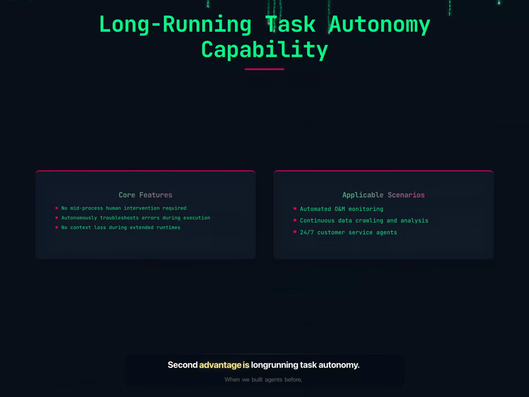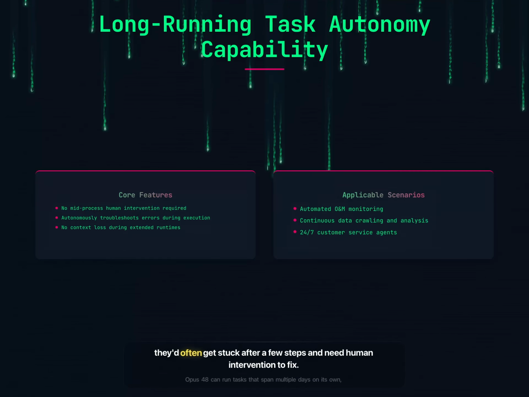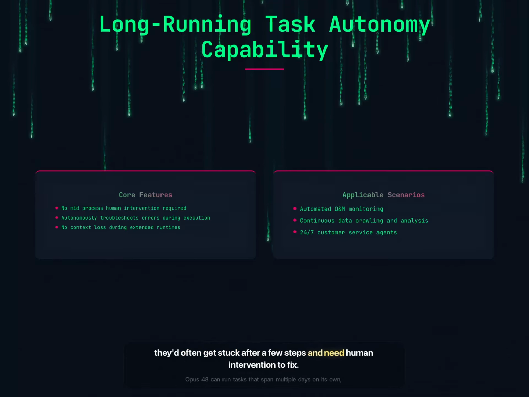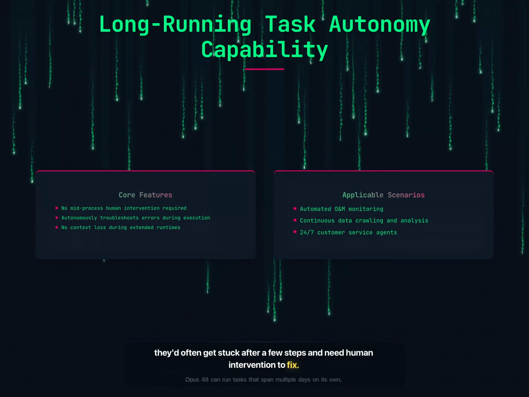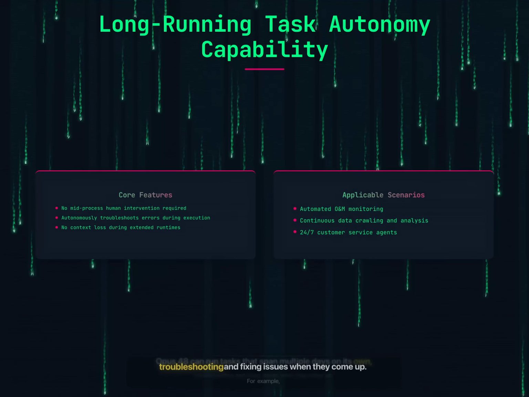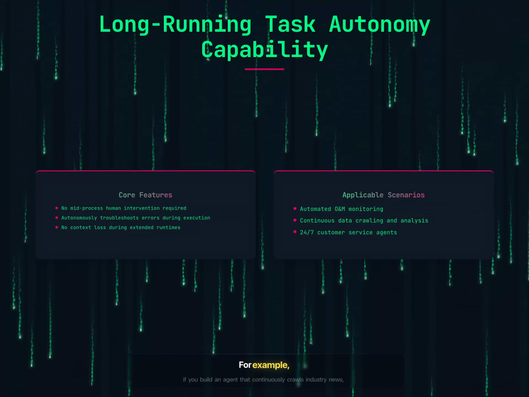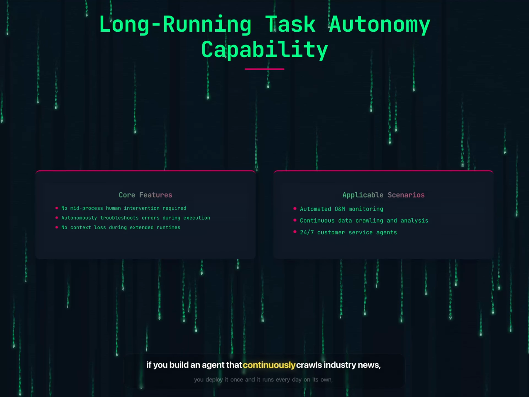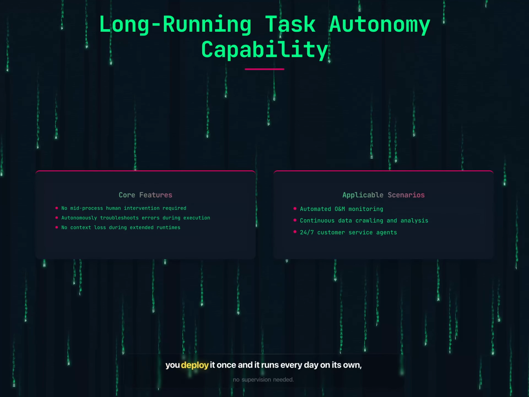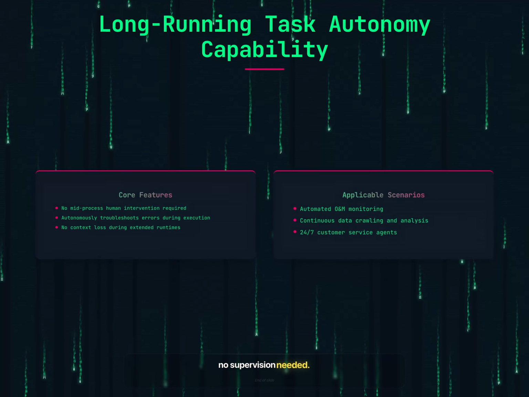Second advantage is long-running task autonomy. When we built agents before, they'd often get stuck after a few steps and need human intervention to fix. Opus 4.8 can run tasks that span multiple days on its own, troubleshooting and fixing issues when they come up. For example, if you build an agent that continuously crawls industry news, you deploy it once and it runs every day on its own, no supervision needed.